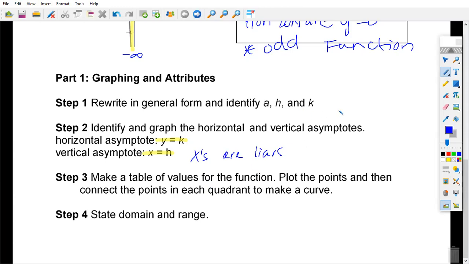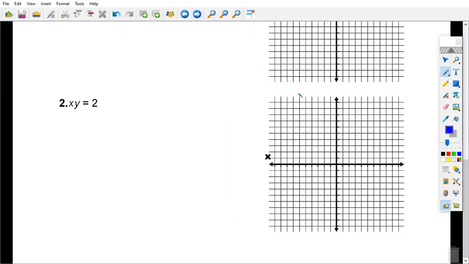Okay. Our general form, I'm sorry I didn't write it, is going to be y equals A over x minus H plus K. That's general form. Next, you're going to make a table of values. When you're choosing your table of values, you want to choose values that make it easy for you to do basic multiplication. Okay. And then lastly, you're going to state your domain and range. So let's dive in.